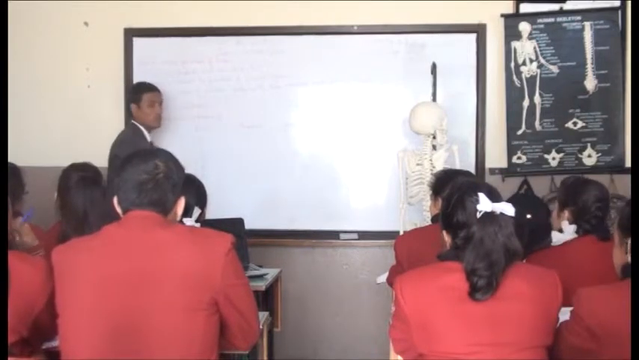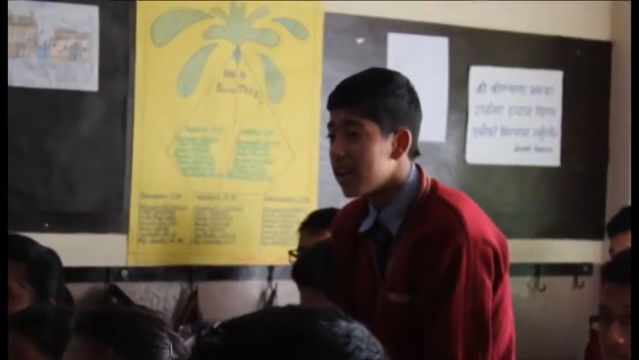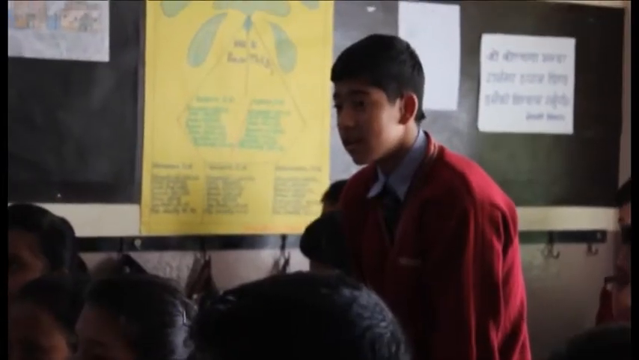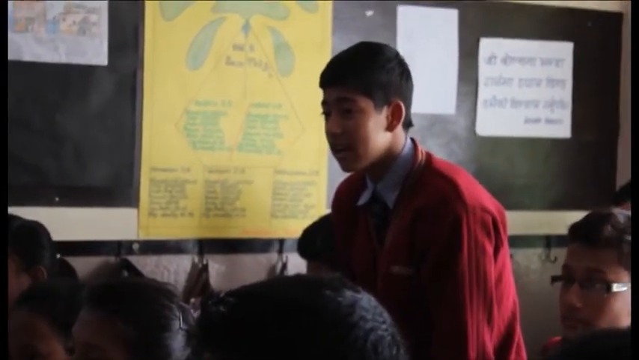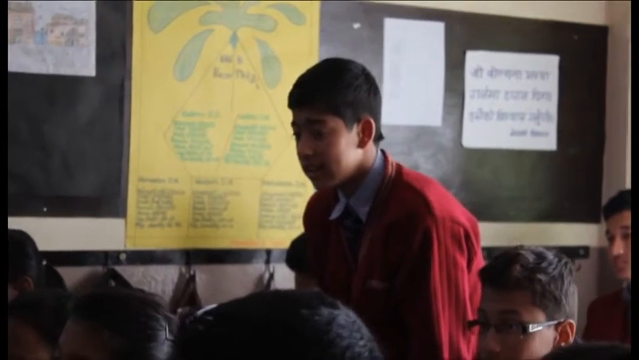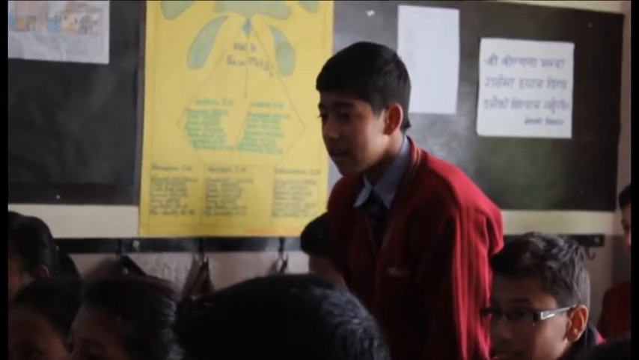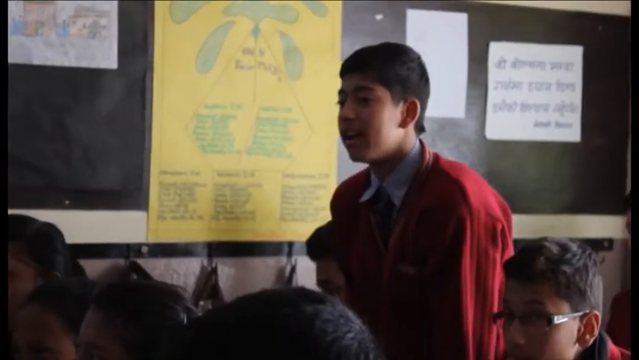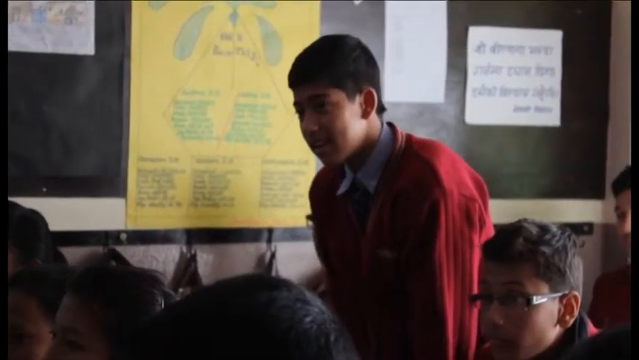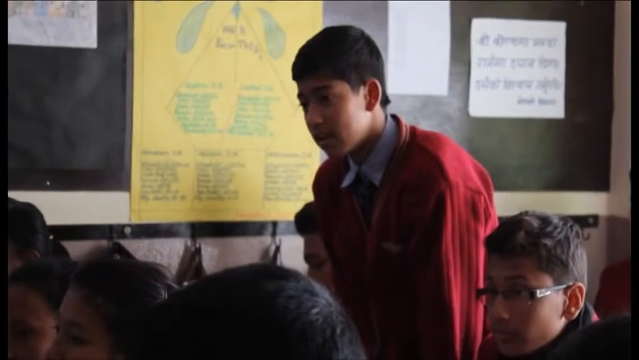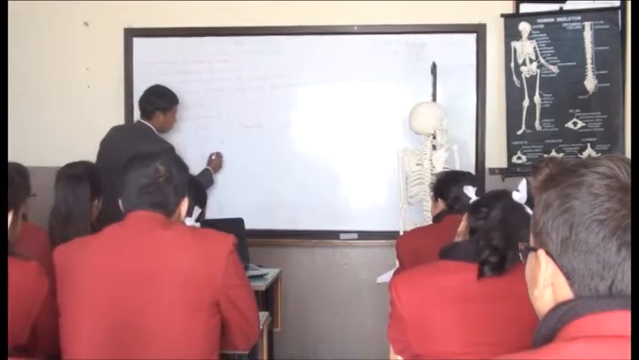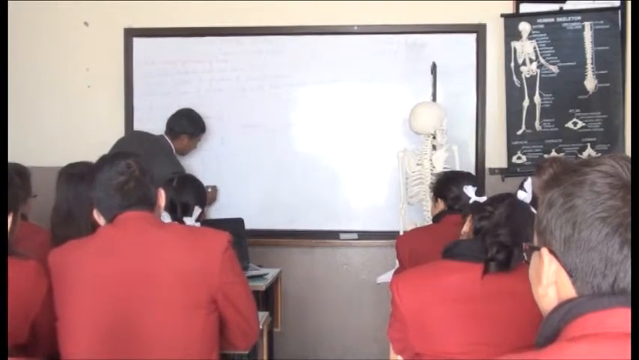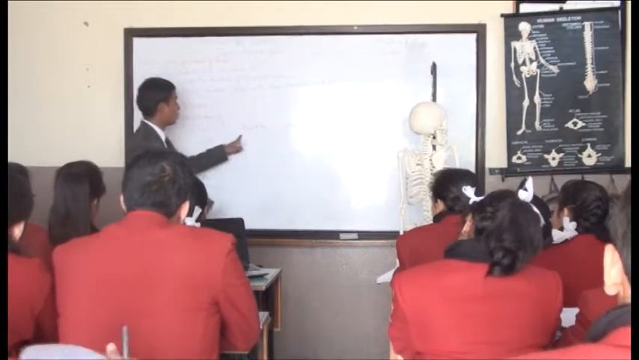Now tell me. V, Vomer. Inferior nasal concha. Lacrimal. Palatine. Nasal. Zygomatic. Maxilla. Mandible. Can you tell the numbers as well? Vomer and mandible, 1. What about the others? All the others are 2. Very good. Correct. Please sit down.